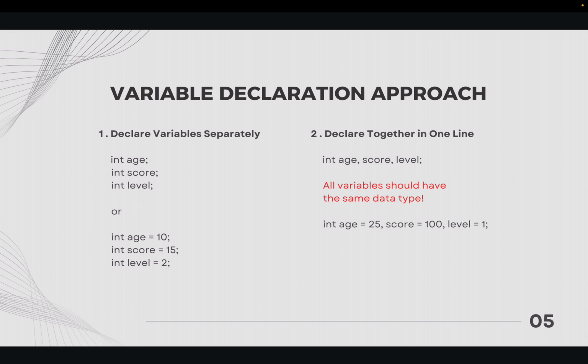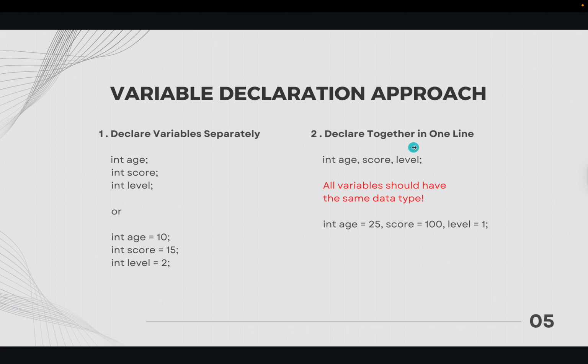Now let's talk about variable declaration approaches. In Java, if you want to declare multiple variables of the same data type, there are a few approaches you can follow. Let's go through them clearly. So, approach number 1, declare variables separately. As you can see, you can declare each variable on its own line, like integer age, integer score, integer level. Simple and clear, but it takes more lines. It is useful if you want to initialize later individually. If every variable has a different data type, we can only declare them this way.